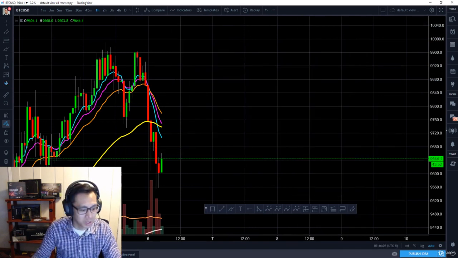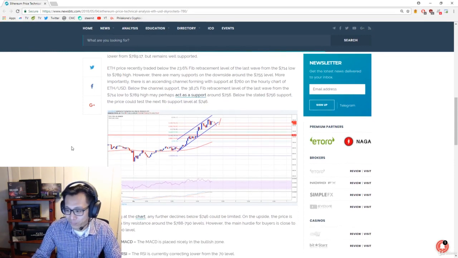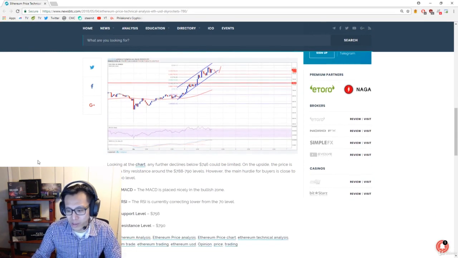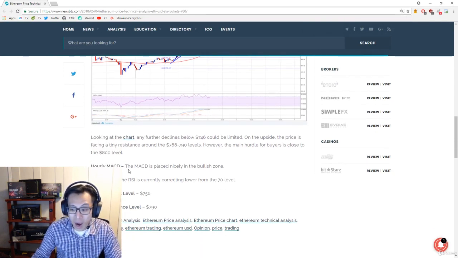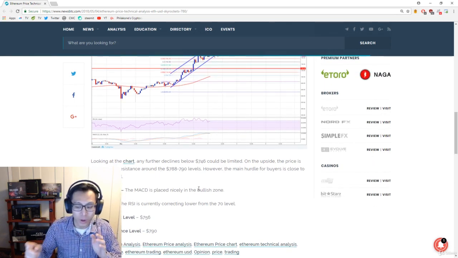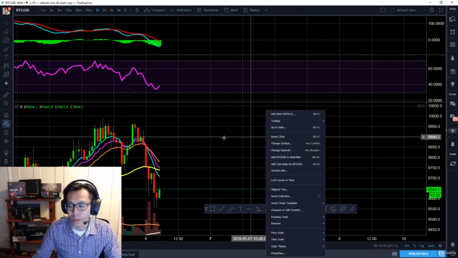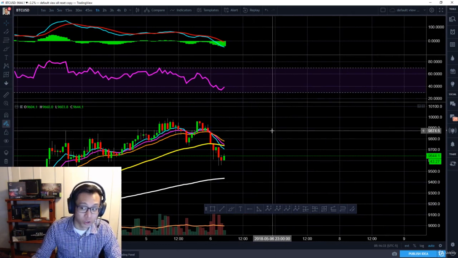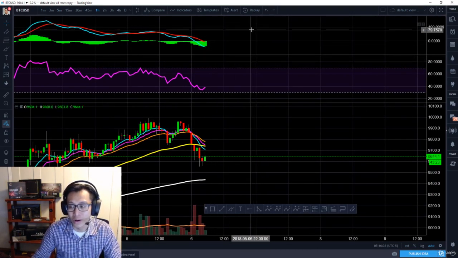So let's get into some even more terminology about what they're talking about. So now they're just talking more about the same things there, right? So now let's go down even more here. The hourly MACD is placed nicely in the bullish zone, right? So what are they talking about when it refers to the MACD? So the MACD refers to the moving average convergence divergence, okay? It's actually this top one right there.